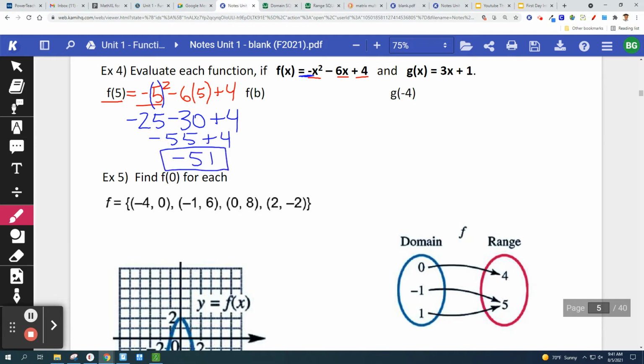I make a big deal out of that problem. It doesn't seem very difficult, but I make a big deal out of it because a lot of people will miss that. You got to be really, really careful with negative x squared. Really careful.